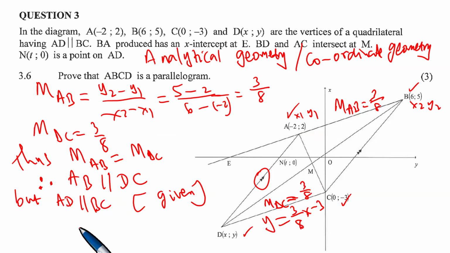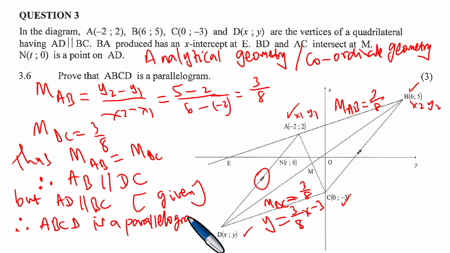Okay, now because you have that the opposite sides are parallel, all four, now the pair of opposite sides here are parallel, the other pair of opposite sides are parallel. Therefore, you have that ABCD is a parallelogram.